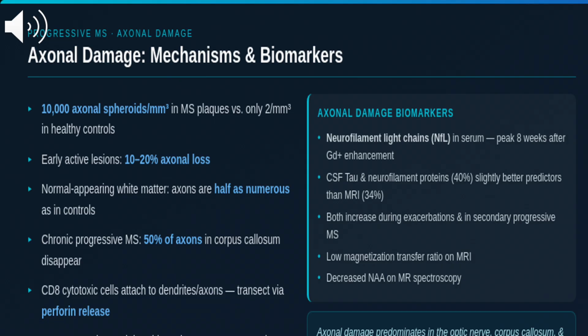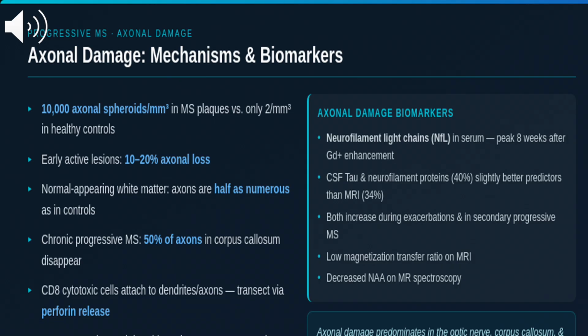For biomarkers, serum neurofilament light chains peak 8 weeks after gadolinium enhancement onset and correlate with the degree of ongoing axonal damage. CSF tau and neurofilament proteins are modestly better predictors of conversion to definite MS than MRI findings alone. Both increase during exacerbations and in secondary progressive MS, making them valuable longitudinal monitoring tools.